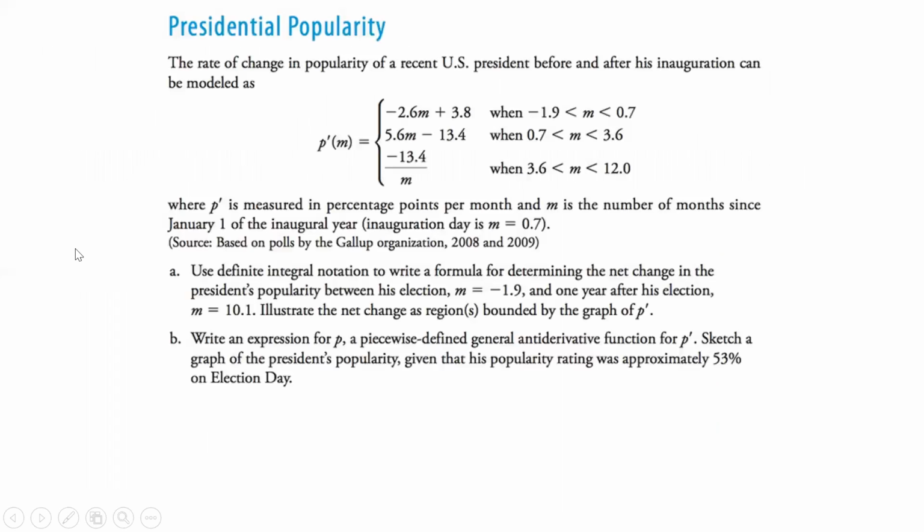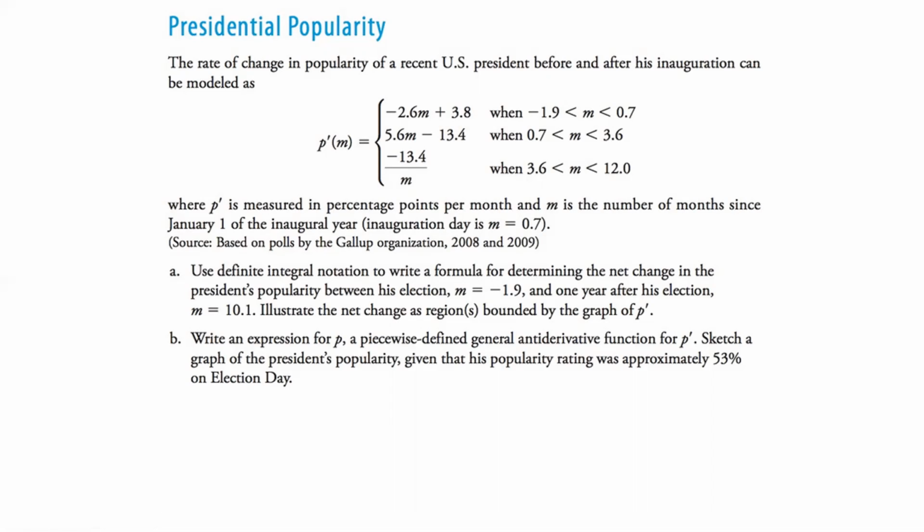So let's look at this example here. Here we have the rate of change in popularity of a recent US president before and after his inauguration, which can be modeled as follows. So we have three pieces. It's going to be this between negative 1.9 and 0.7, this between 0.7 and 3.6, and this from 3.6 to 12. So P prime is a measure of percentage points per month, and M is the number of months since January 1st of the inaugural year. So inauguration day is at 0.7. So, from when he got elected to when he actually took office, basically.